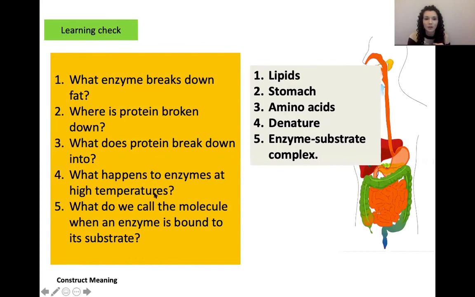What happens to enzymes at high temperatures? They denature. So remember, that means the shape of their active site changes so that the substrate can't fit into them anymore, so the reaction can't happen. And number 5, what do we call the molecule when an enzyme is bound to a substrate? We call that an enzyme substrate complex. There's that really good key term that you need to know.